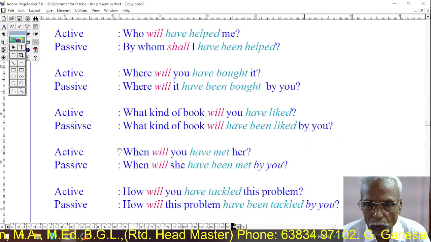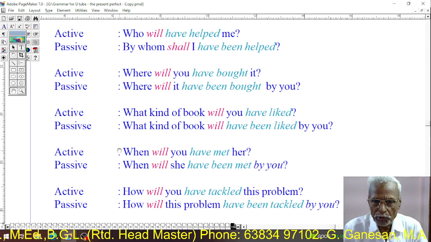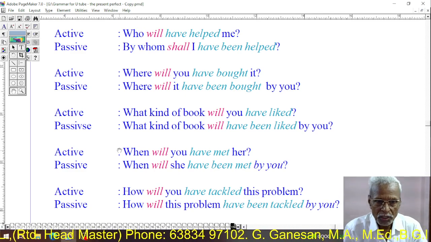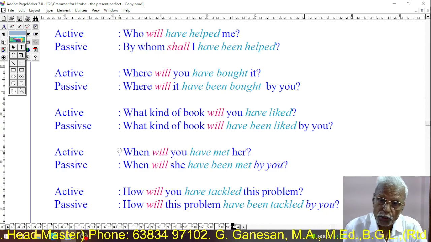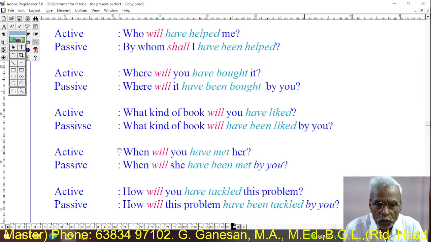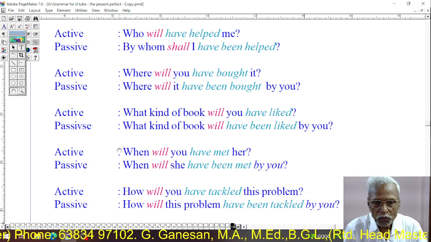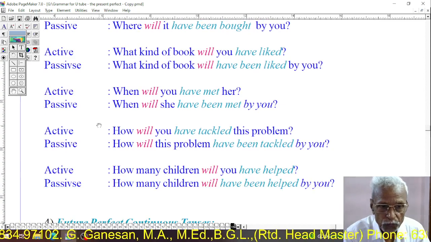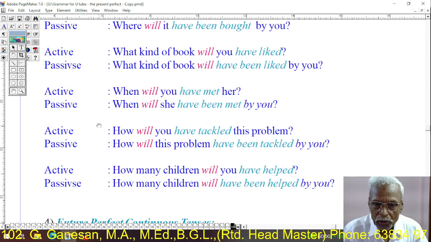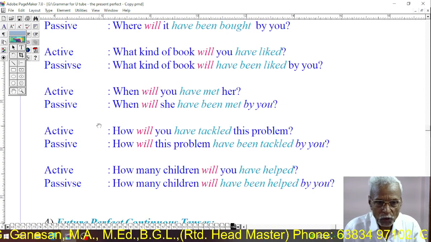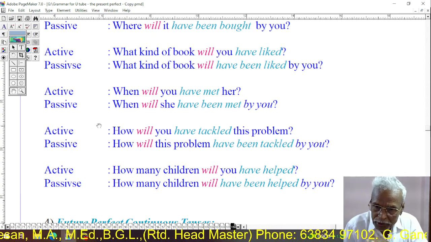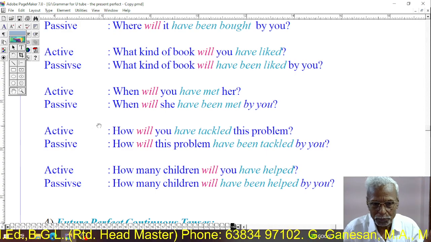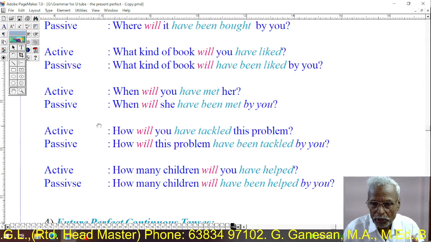Where will you have bought it? Where will it have been bought by you? What kind of book will you have liked? What kind of book will have been liked by you? When will you have met her? When will she have been met by you? How will you have tackled this problem? How will this problem have been tackled by you? How many children will you have helped? How many children will have been helped by you?